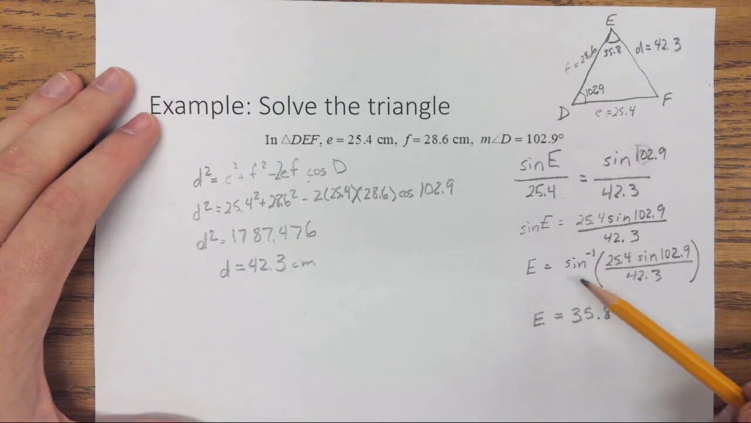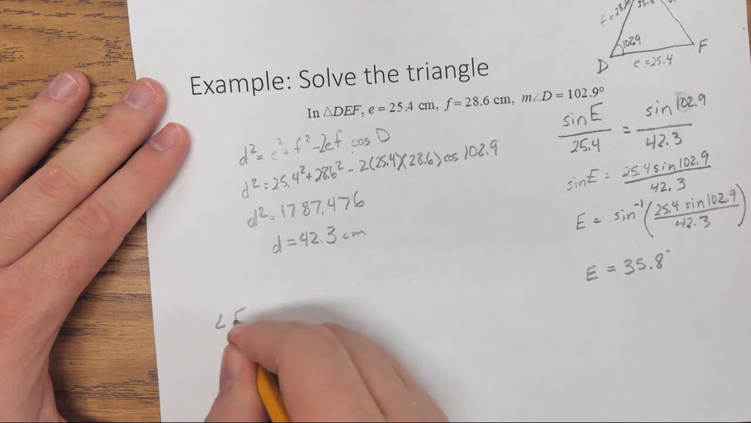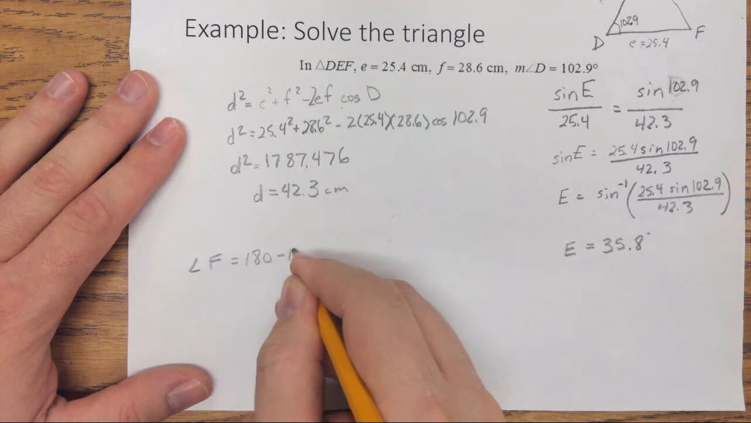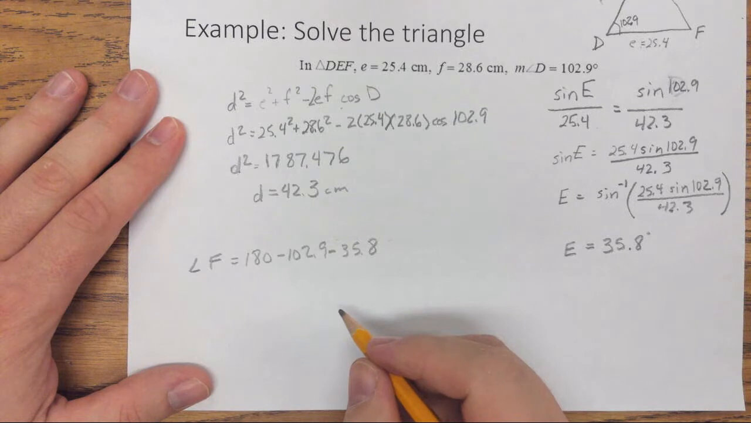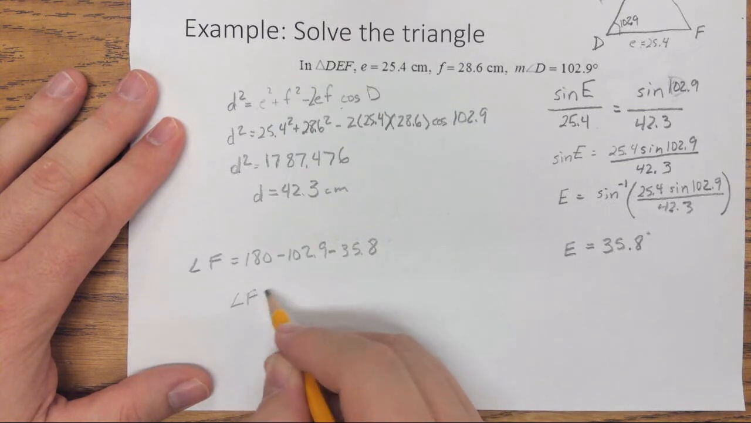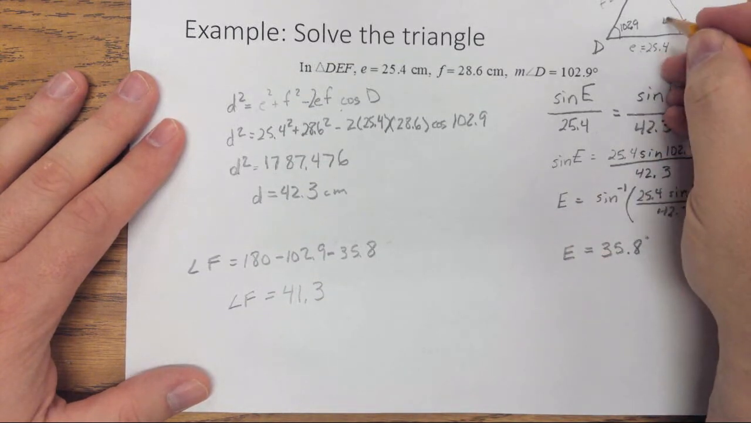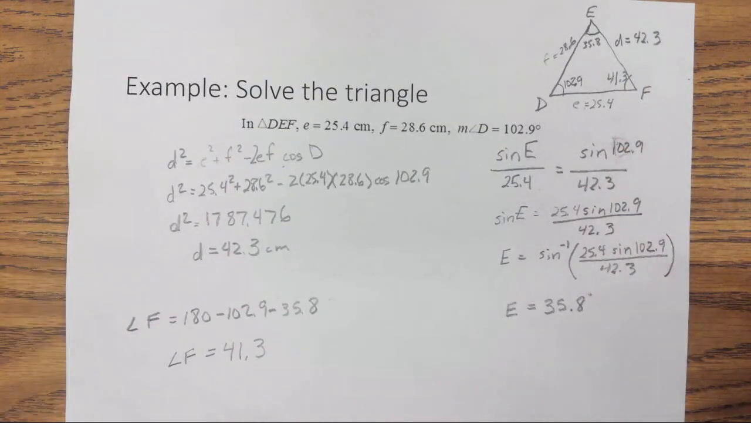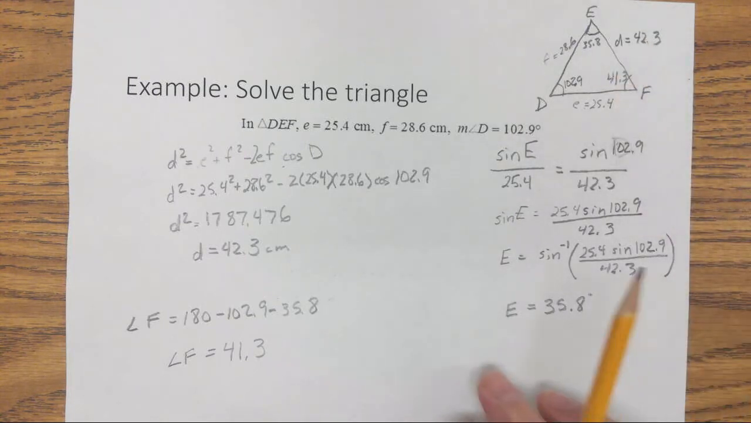Well, now I've got two angles, so then all I have to do to find angle F is I say 180 minus 102.9 minus 35.8. Do the subtraction there, and I get angle F to be equal to 41.3, and now I know everything there is to know about that triangle's sides and angles.